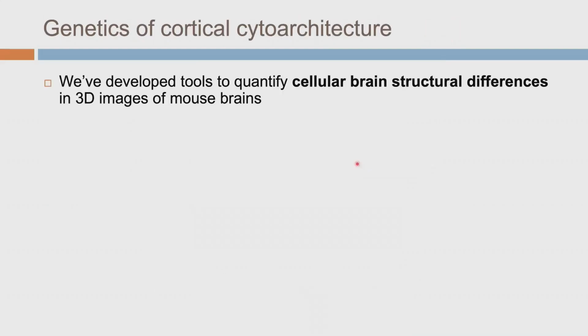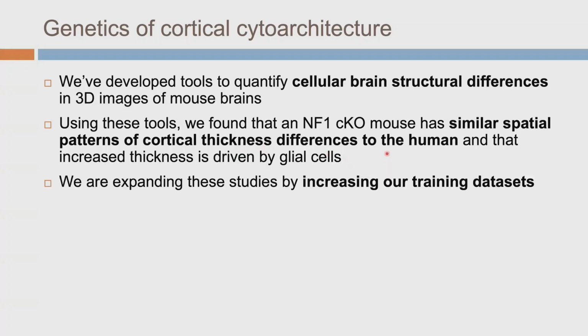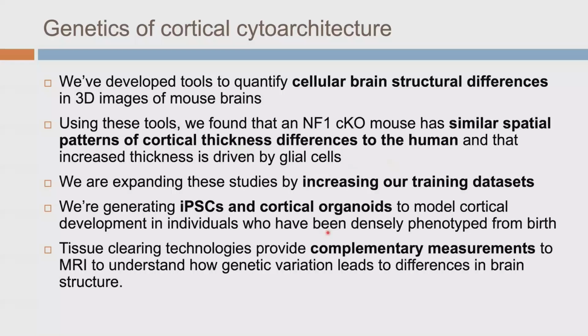Okay, so overall, we've developed tools to quantify cellular brain structural differences in 3D images of mouse brains. Using these tools, we found that an NF1 conditional knockout mouse had similar spatial patterns of cortical thickness differences to the human, and that increased thickness is driven by glial cells. We are expanding these studies by increasing our training data set, and we're generating iPSCs and cortical organoids to model cortical development in individuals who have been densely phenotyped from birth.